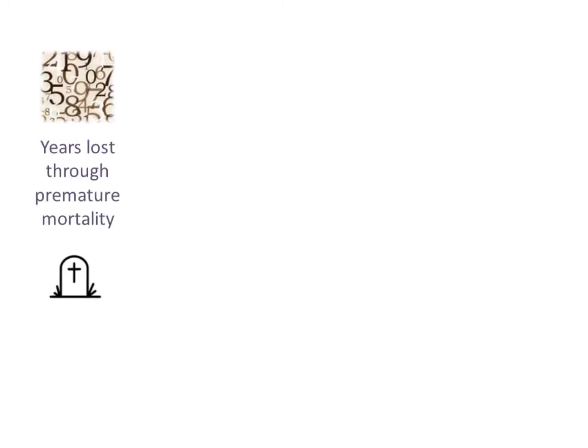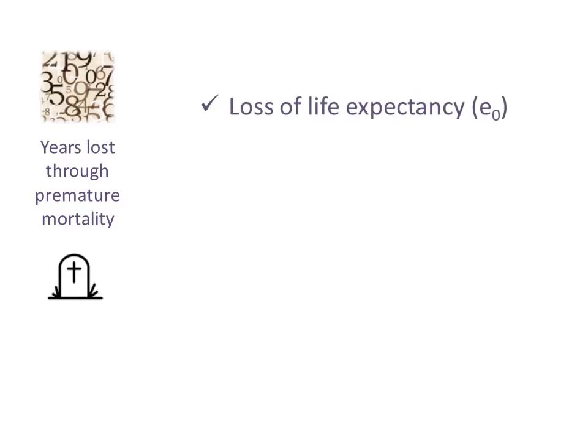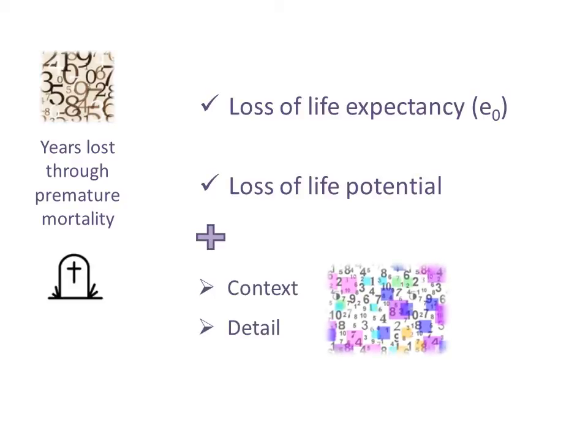As well as quantifying the years lost through premature mortality due to illegal drug use, the loss of life expectancy and life potential attributable to drug use can also be calculated. These add layers of context and details to the standard figure of lost life years, and as such can be important calculations in terms of policy decisions and advocacy.